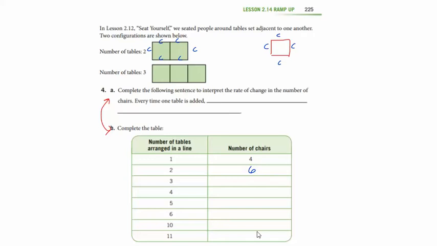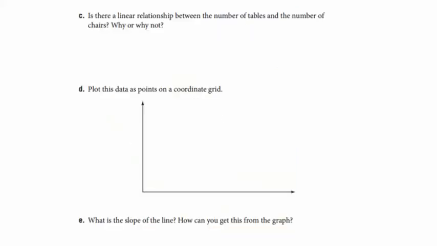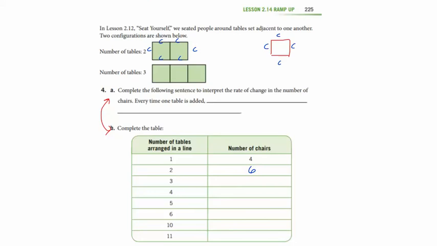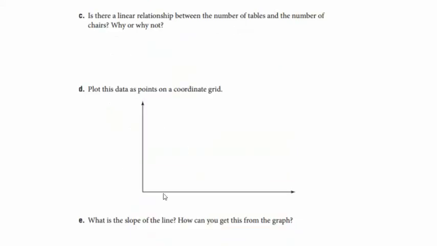All right, so I want you to complete this chart like we did before. And then every time one table is added, what happens to the number of chairs? I want you to fill that in there. Then I want you to answer this question. If there's a linear relationship between the tables and chairs, I want you to plot the points from the table onto the graph. Make sure you label your scale here and here and plot all your points, however they go, from the table. I want you to figure out the slope of the line.